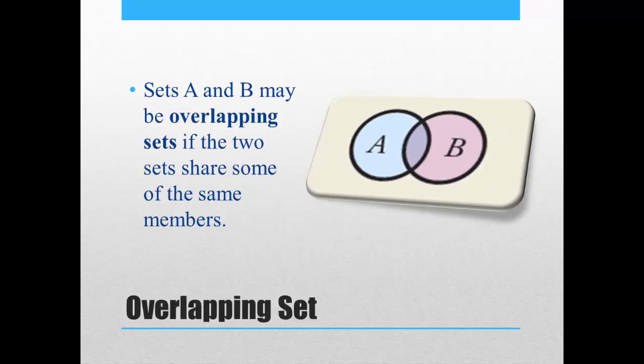And finally, sets A and B may be overlapping sets, meaning that the two sets share some of the same members. This class will focus mainly on overlapping sets, since they are more interesting.